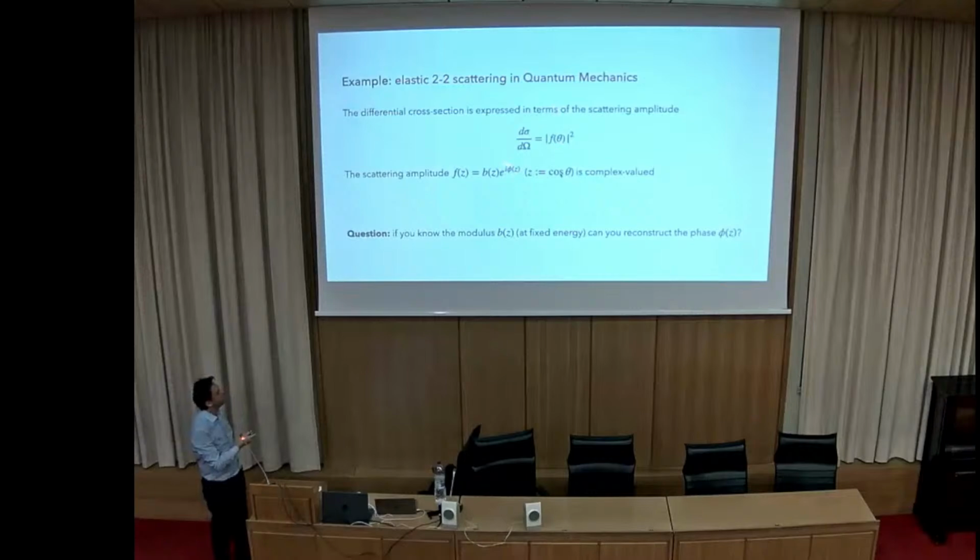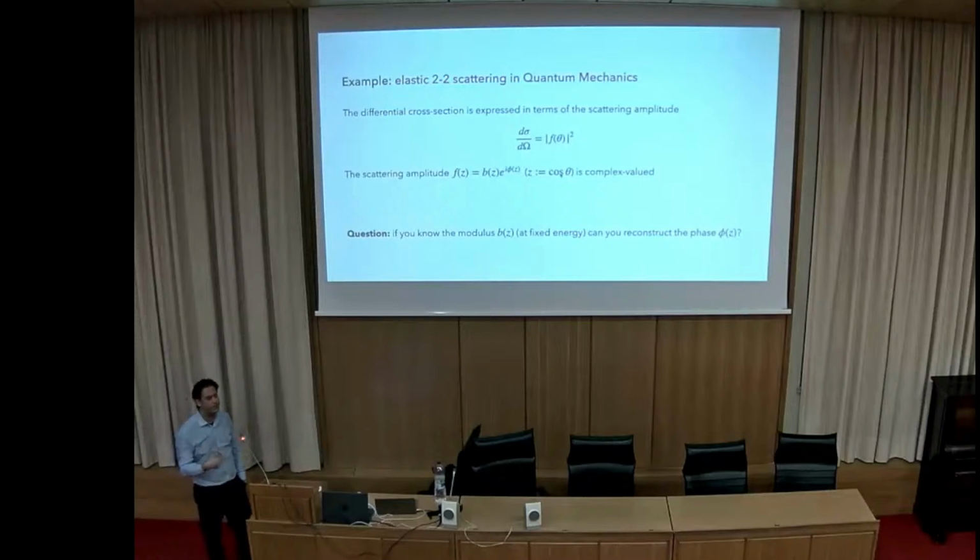Which is more carefully phrased as a differential cross-section. So this is a basic relation in quantum mechanics scattering. Differential cross-section is equal to the scattering amplitude squared. Now, the scattering amplitude, as I said, is part of the wave function, so it's a complex function. It has a modulus and a phase. But when I do the experiment and I collect data from different angles, I get information only from the modulus, not from the phase.